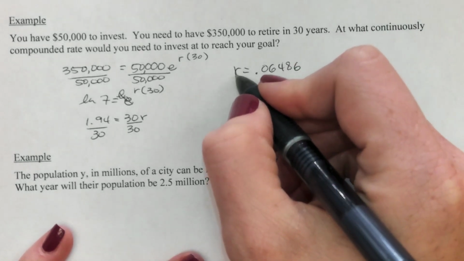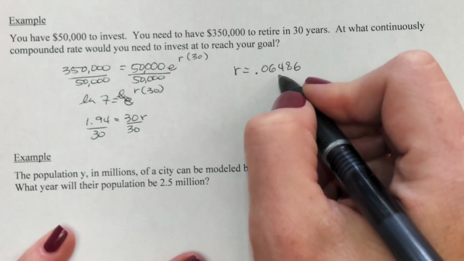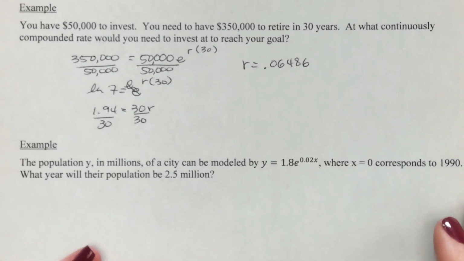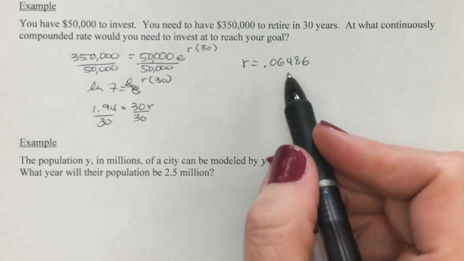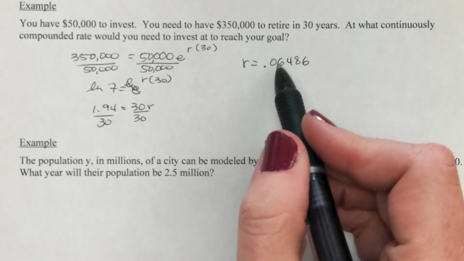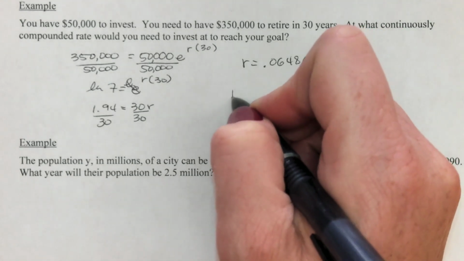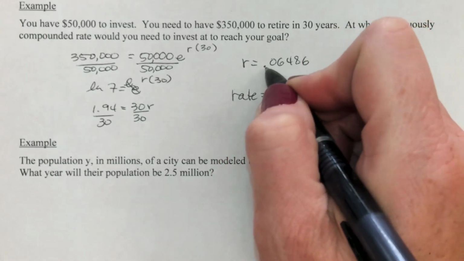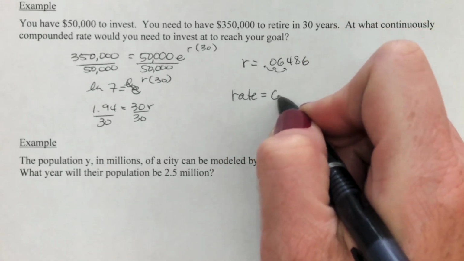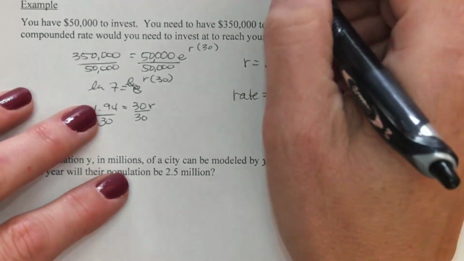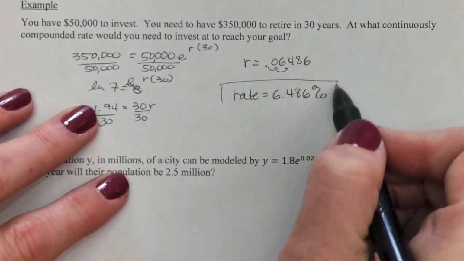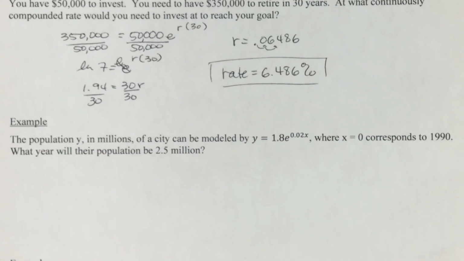And remember that when we do rates, this right now is a decimal, but we want it as a percentage. Like you would walk into the bank and ask for this particular percentage. The percentage is not 0.06. That's just what we solved for. So our actual percentage rate is, and we'd have to move that over 2 places, so 6.486%. That's the rate we would need to get in order to reach our goal in 30 years.